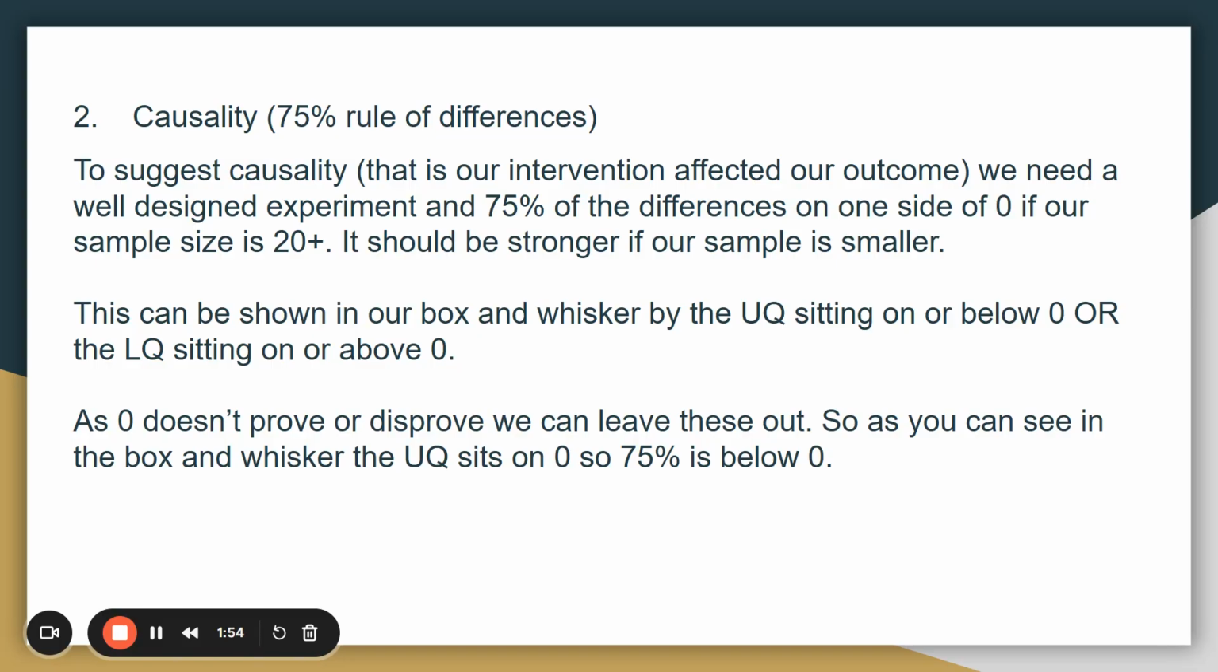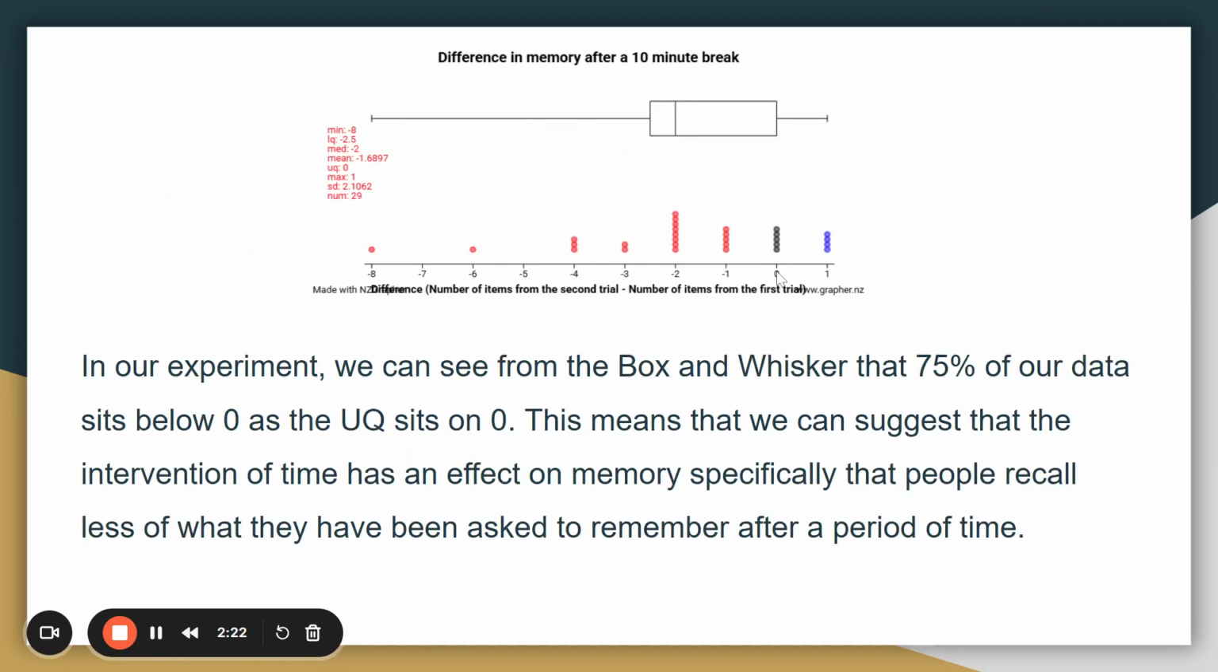This can be shown on our box and whisker by the upper quartile sitting on or below 0, or the lower quartile sitting on or above 0. As 0 doesn't prove or disprove, we can leave these out. So as you can see in the box and whisker, the upper quartile sits on 0, so 75% is below 0. So you can see here is 0, and that's the upper quartile, and we've got 75% of our data sitting below the 0 number, so with negative numbers.